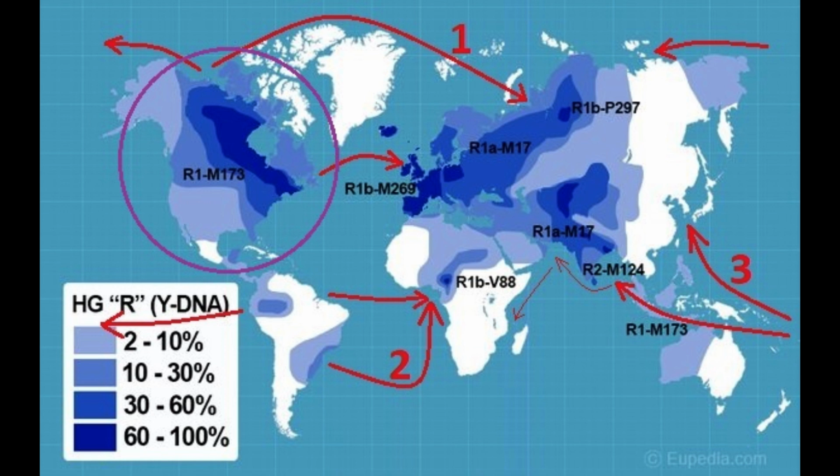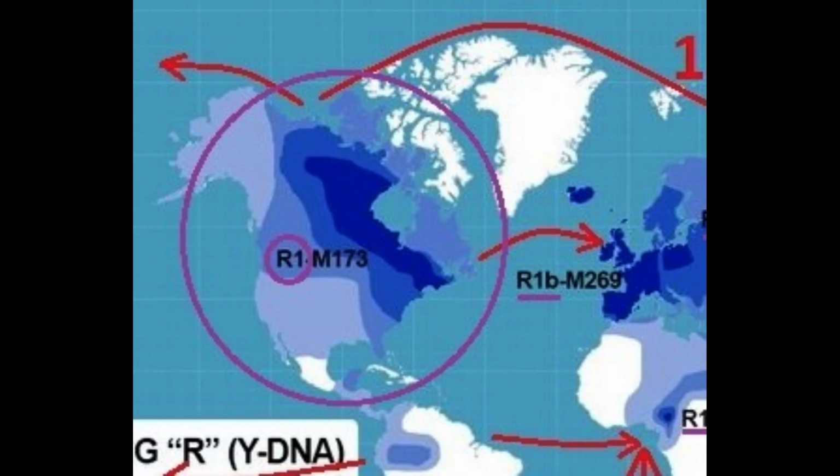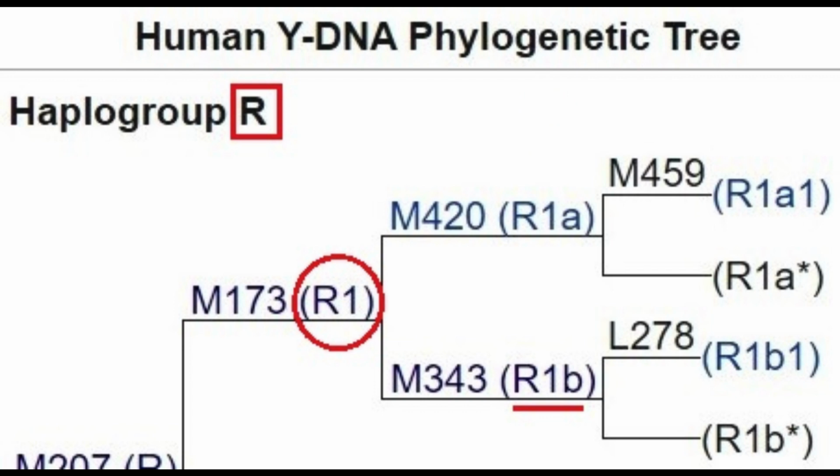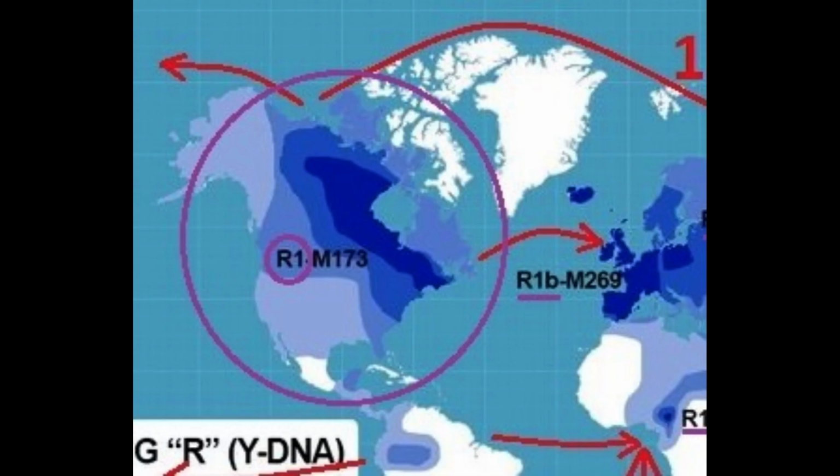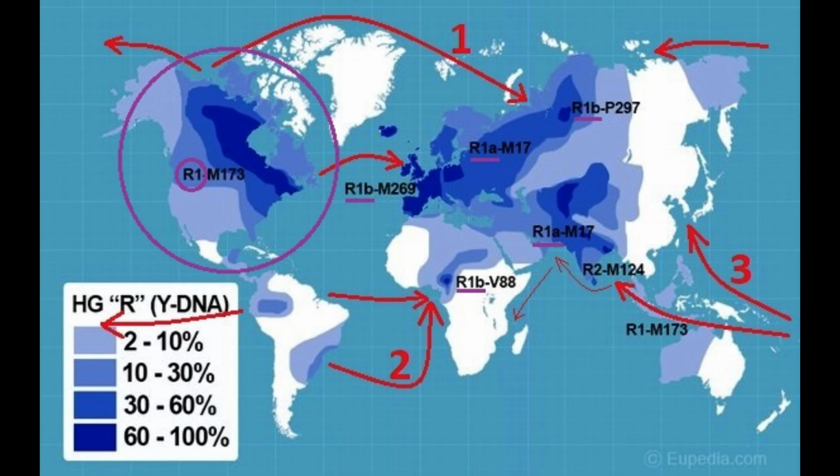Please see R1 inside the large purple circle embracing the whole of North America in the left upper side of your screen. Proof 1. The R1 tree shows the root, and the root is R1. Please see the small red circle circling R1. 2. The R1 map shows the location of the root R1 in North America. Please see R1 inside the large purple circle embracing the whole of North America.